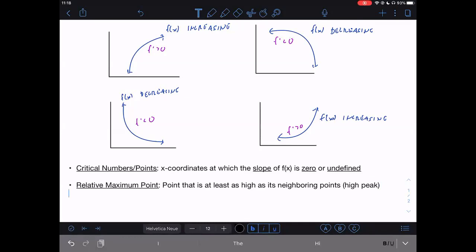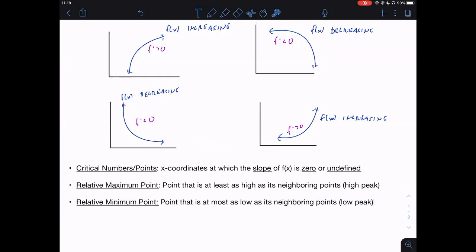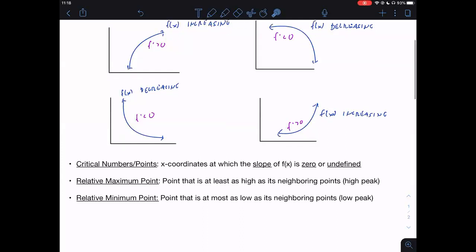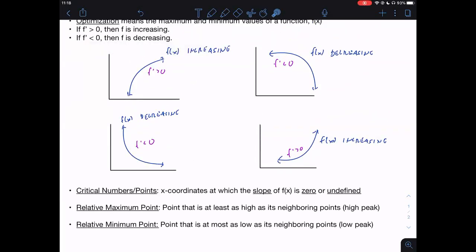Okay, and then we want to try to see if we can identify a relative minimum point. And the relative minimum point of a function is going to be the point that is at least as low as its neighboring points. In other words, it's the lowest valley of a function relative to the other points. These two relative extrema are going to indicate where the function changes direction, either from positive to negative in terms of the slope, or from negative to positive in terms of the slope. In other words, it's the points in which a function is going to go from increasing values to decreasing values, or from decreasing values to increasing values.